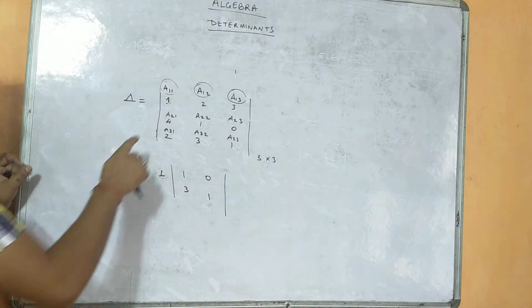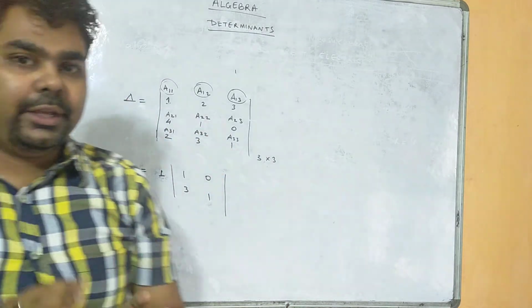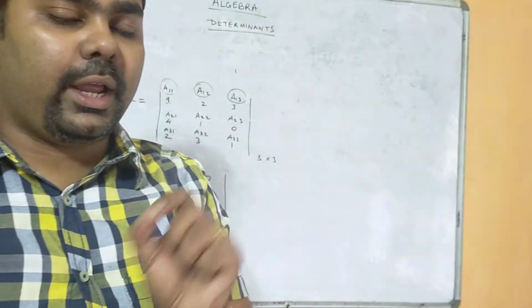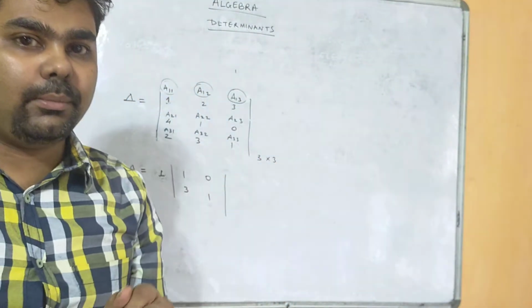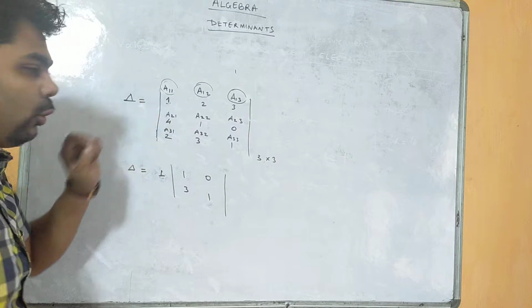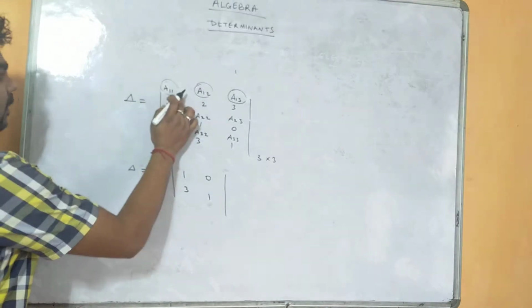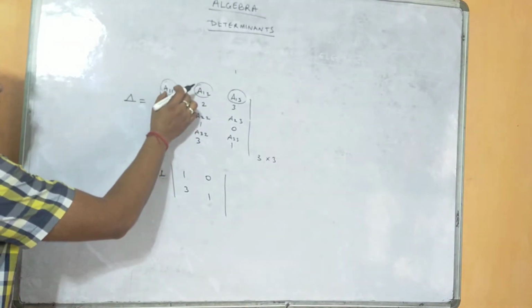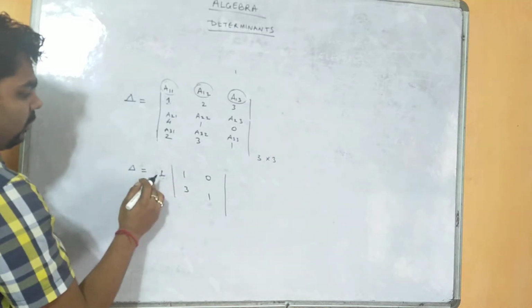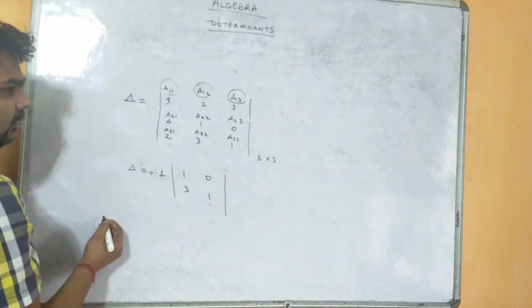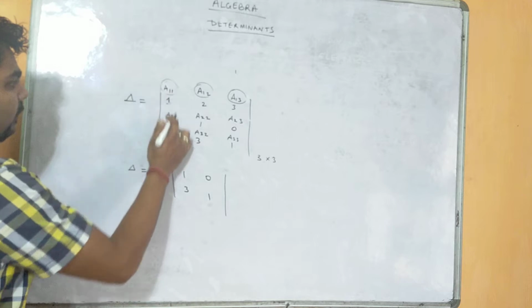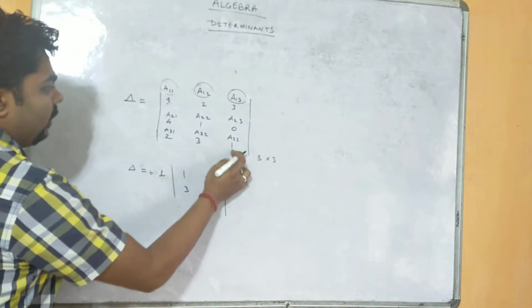Now you see, whenever you are adding up the position numbers, if you get an even number, then make sure it will be positive. For example, 1 plus 1 is 2. That means 2 is an even number, so therefore positive. Now you will write 1 and hide its row and column. You will get these 4 elements, right?